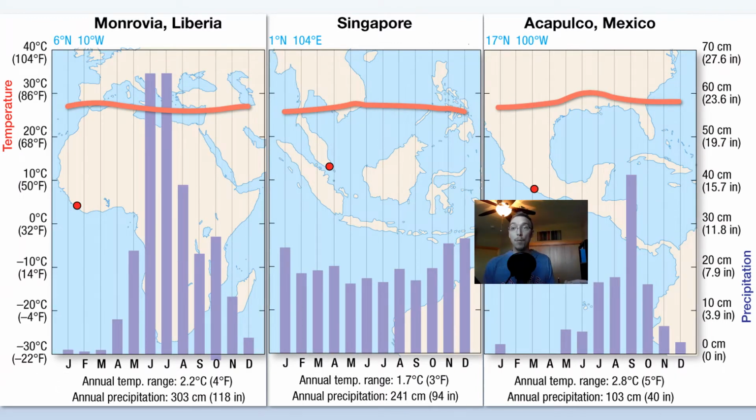Let's give you 3 more here. You're looking now at Monrovia, Liberia, Singapore, and Acapulco, Mexico. Go ahead and pause now and try to figure these ones out on your own.